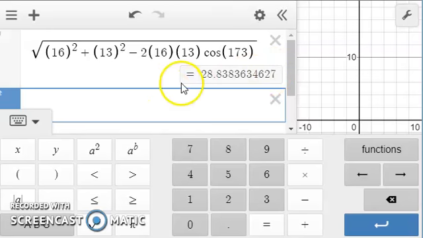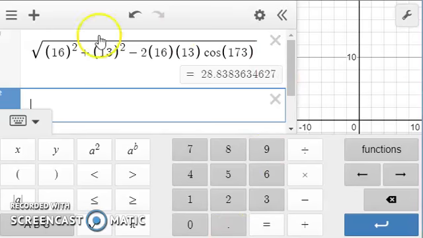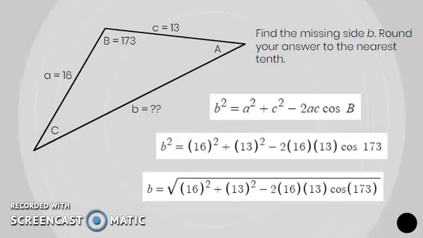Now when we input this into the calculator, we get the answer 28.8383, and so on. Now if you remember, the problem asks for us to round our answer to the nearest tenth, which means that our answer will be 28.8, because the next number is a 3 and is not higher than 5, which means that our final answer is that b equals 28.8.